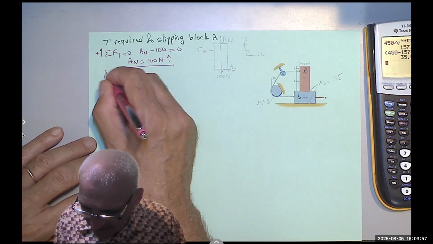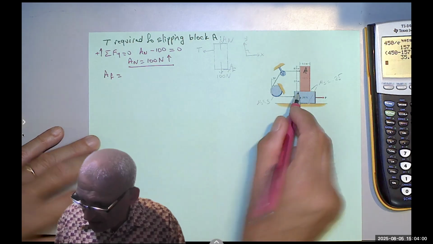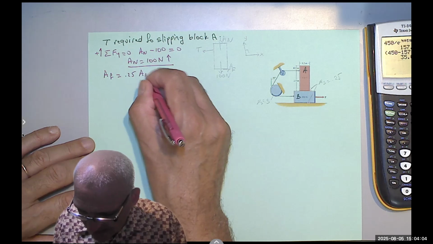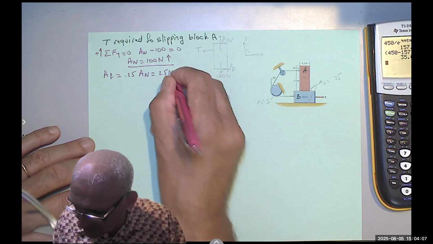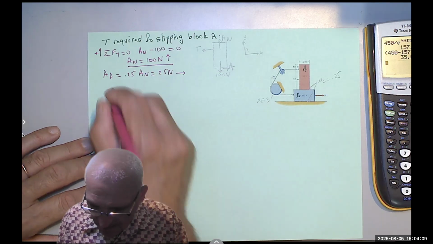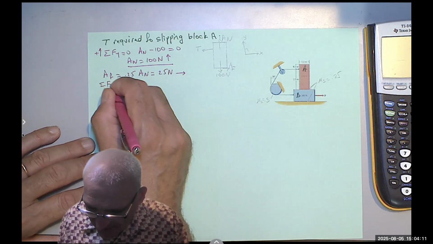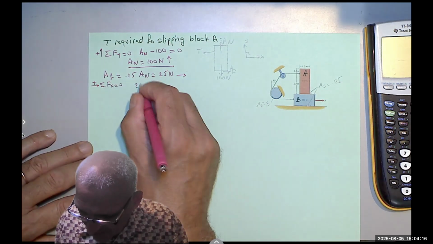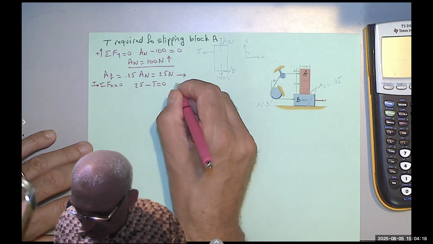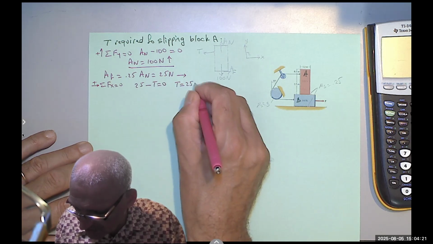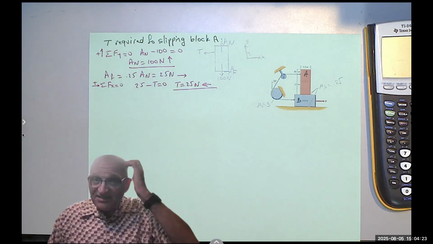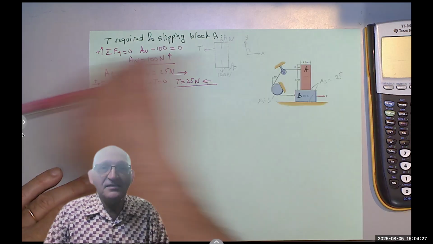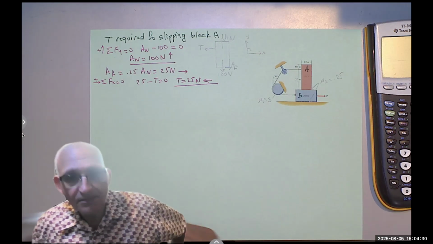We know that A sub f equals 0.25 A sub n, which equals 25 Newton to the right. Sum of the forces in the x equals 0, right is positive. I get 25 minus T equals 0, so T equals 25 Newton to the left. So a tension of 25 Newton will slide this block.